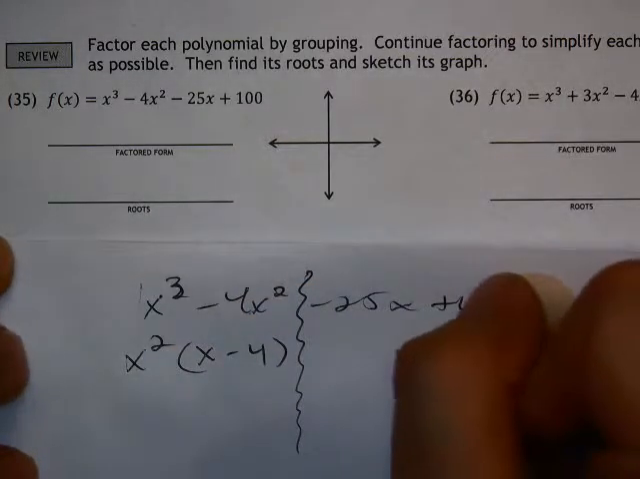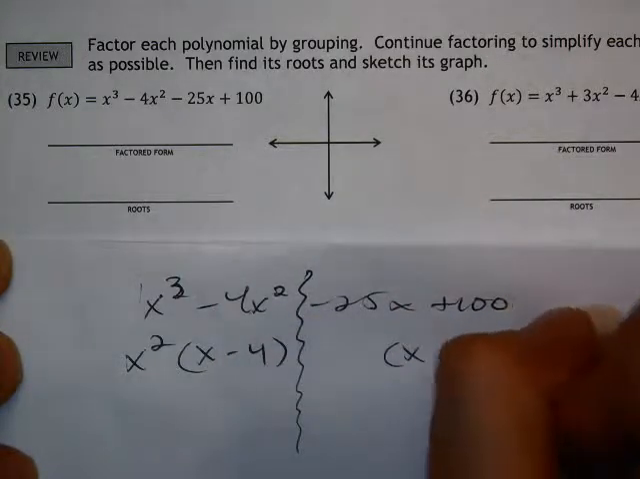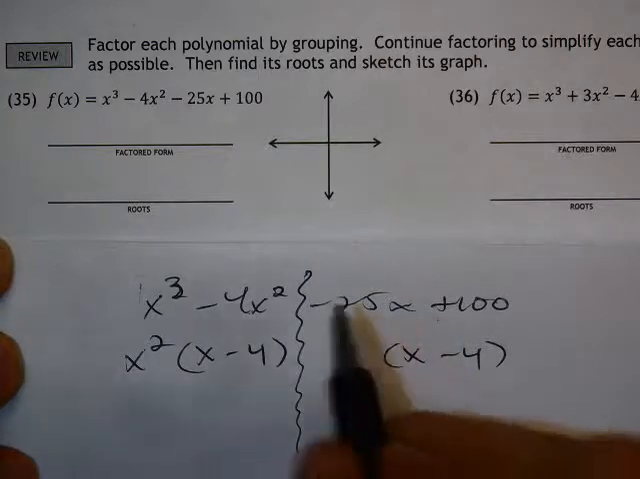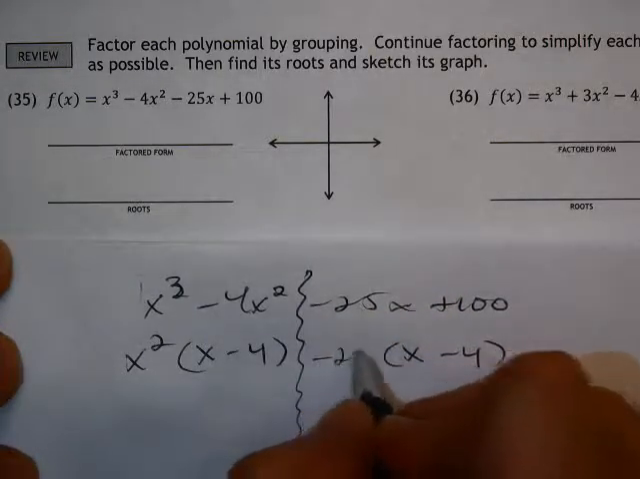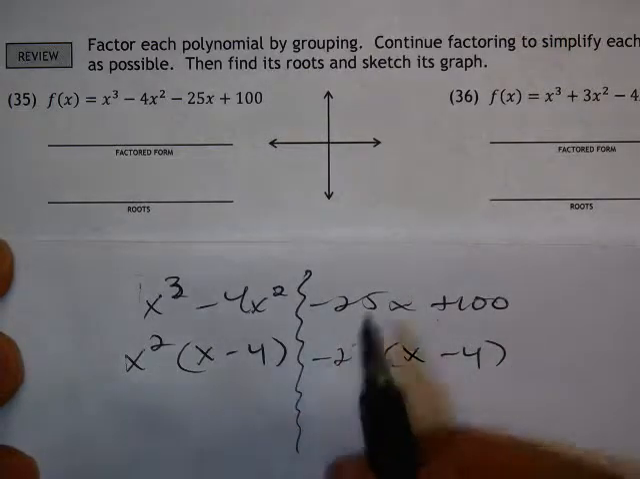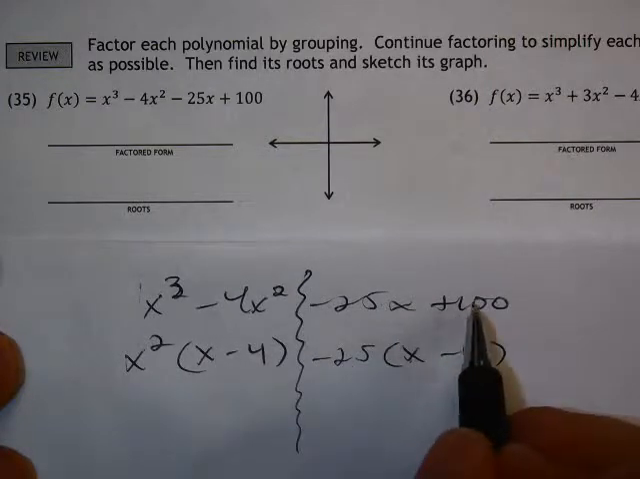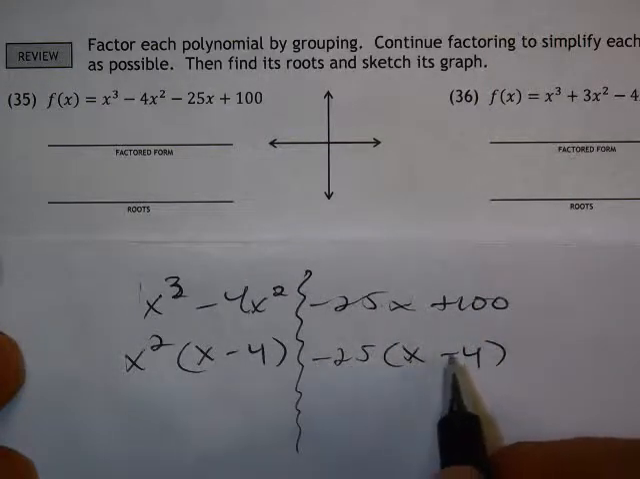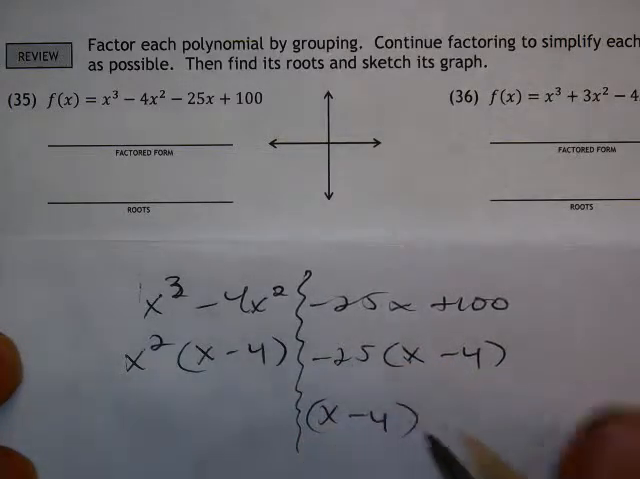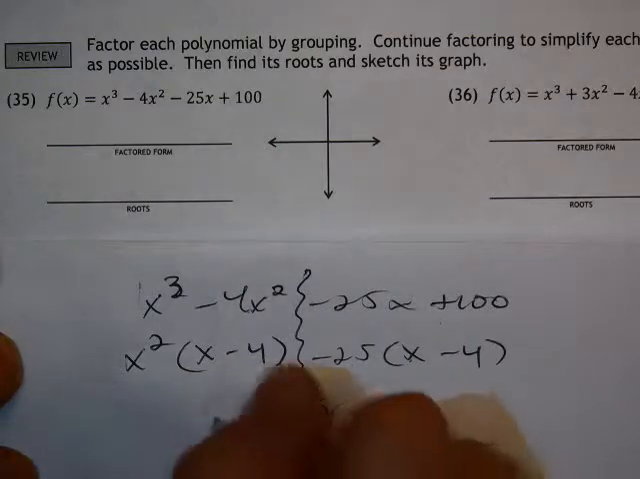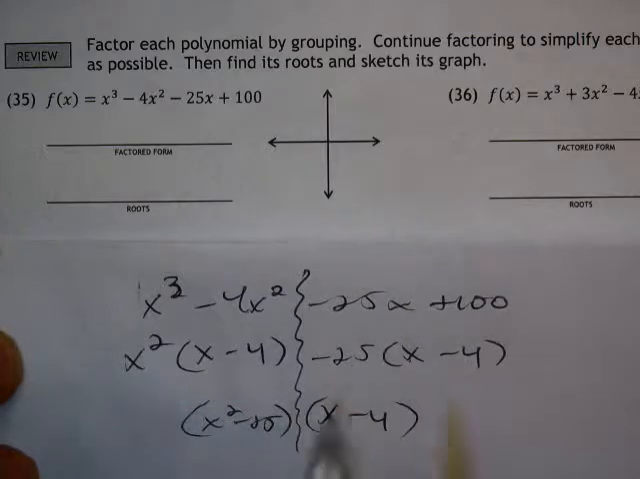Now the whole idea of doing the grouping is that on this side, this should match this one. So it should be x minus 4. Now to get this negative 25x to become x, I have to divide by negative 25, so that's what I'm going to factor out. This cancels, this factored out gives you the x. 100 divided by negative 25 gives you negative 4, so that works. So now the factored form is the common one, the one that matched x minus 4. This left side now becomes x squared minus 25.